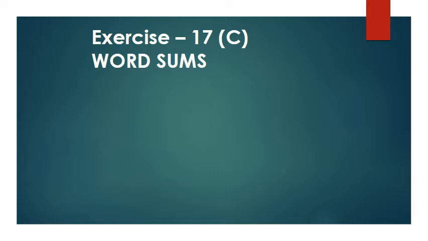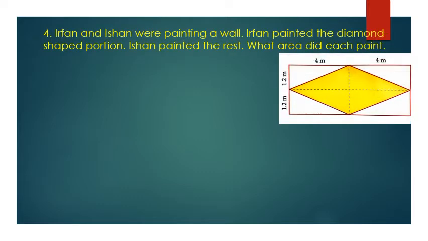So question number 4 is: Irfan and Ishan were painting a wall. Irfan painted the diamond-shaped portion. Ishan painted the rest. What area did each paint?